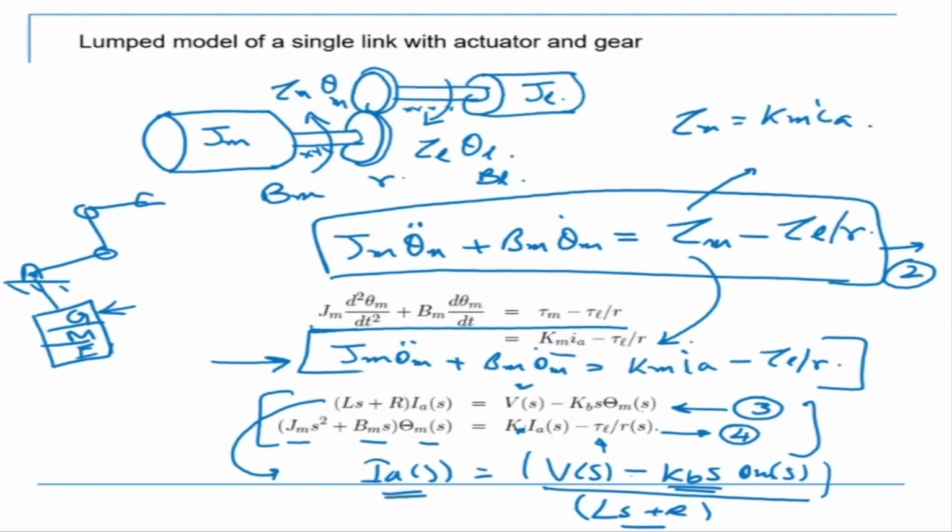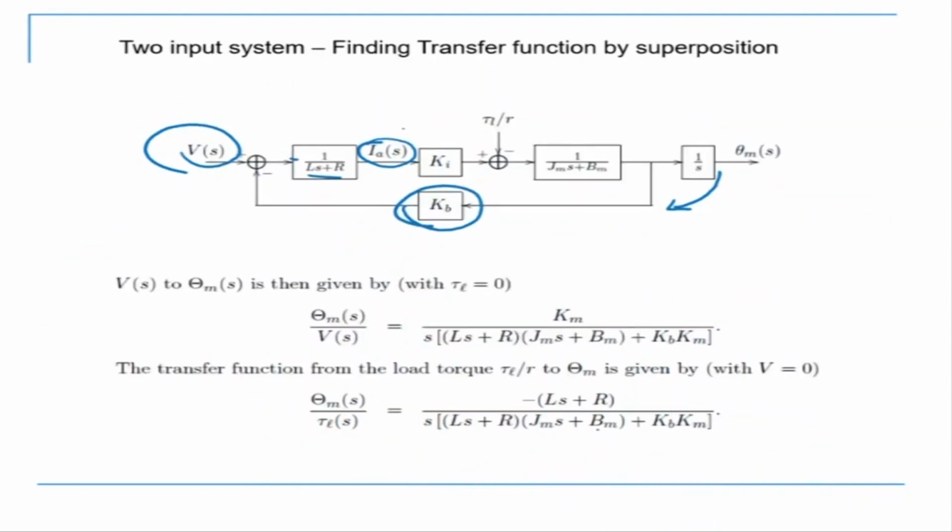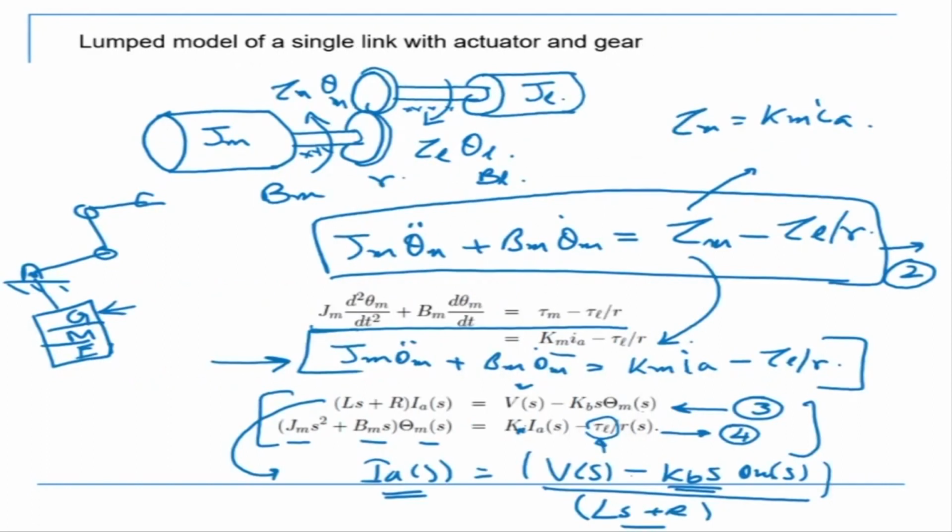So IS is equal to this now. Similarly, we have the other input, which is tau L. Where is that coming from? Tau L is coming from here, which is my disturbance. That is getting multiplied by 1 by JMS.